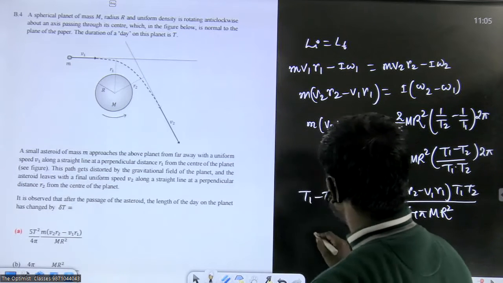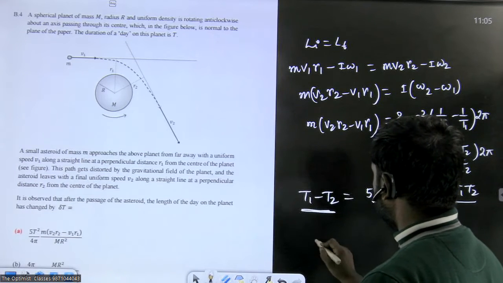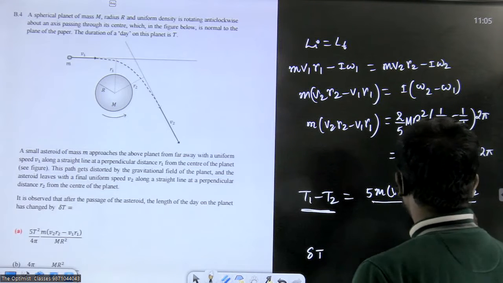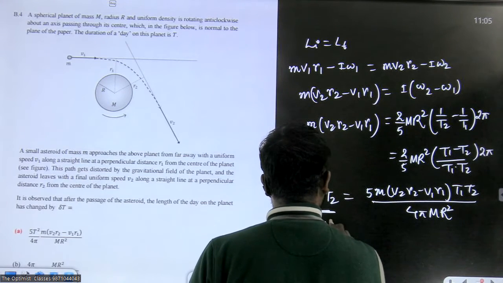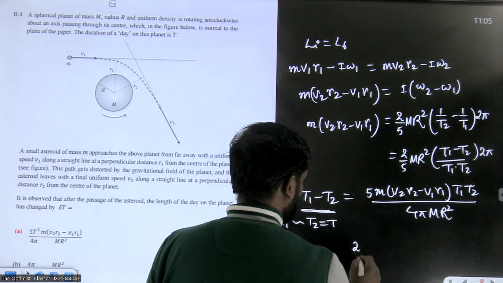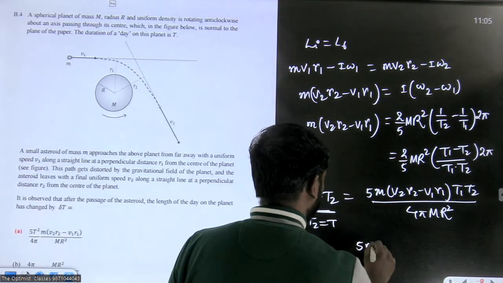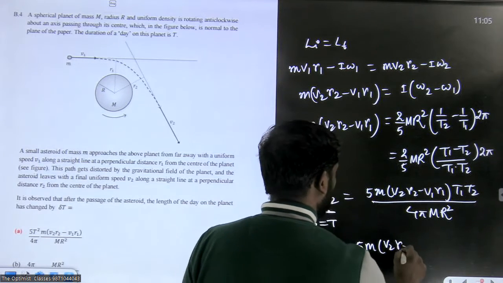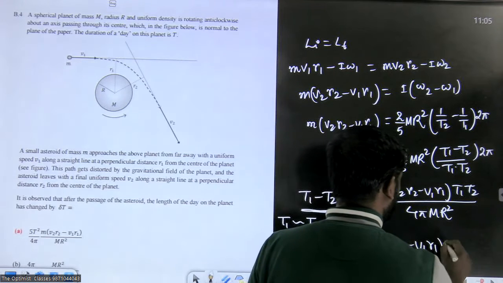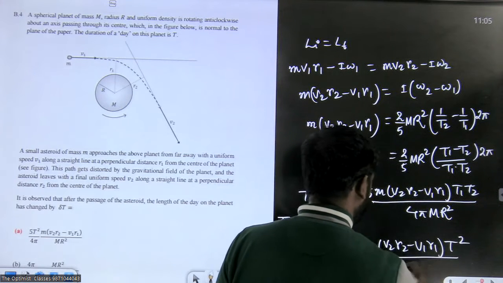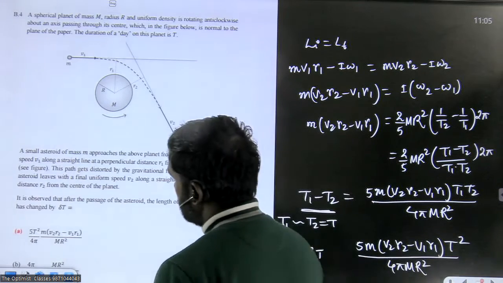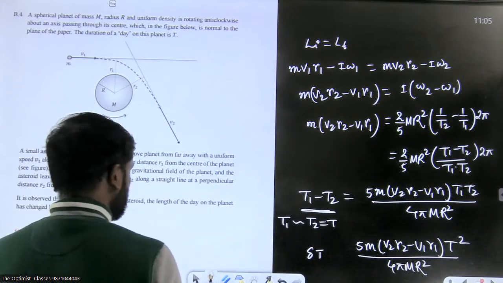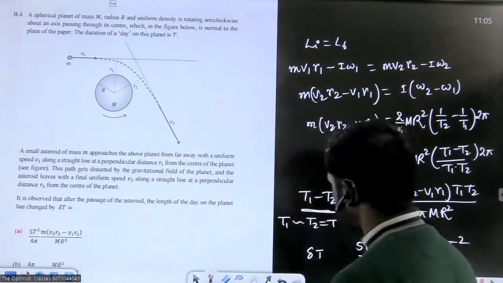Suppose this is the time difference delta T we are getting from here, and in place of T1 and T2 approximately we are writing T. Therefore we'll get 5 m times (v2 r2 minus v1 r1) times T square, divided by 4 pi M R square. That's what we get. So the correct option is option A.